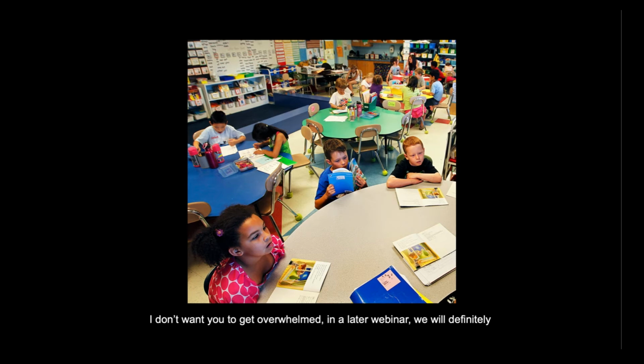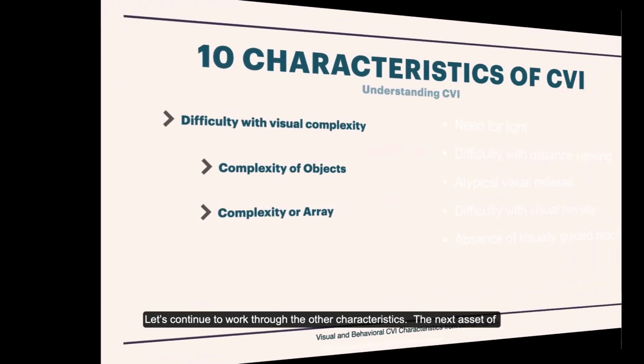I don't want you to get overwhelmed. In a later webinar, we will definitely discuss how to support children with CVI to ensure all varying levels of each characteristic are supported. But we can't skip steps. First, we need to know what to look for. Let's continue to work through the other characteristics.